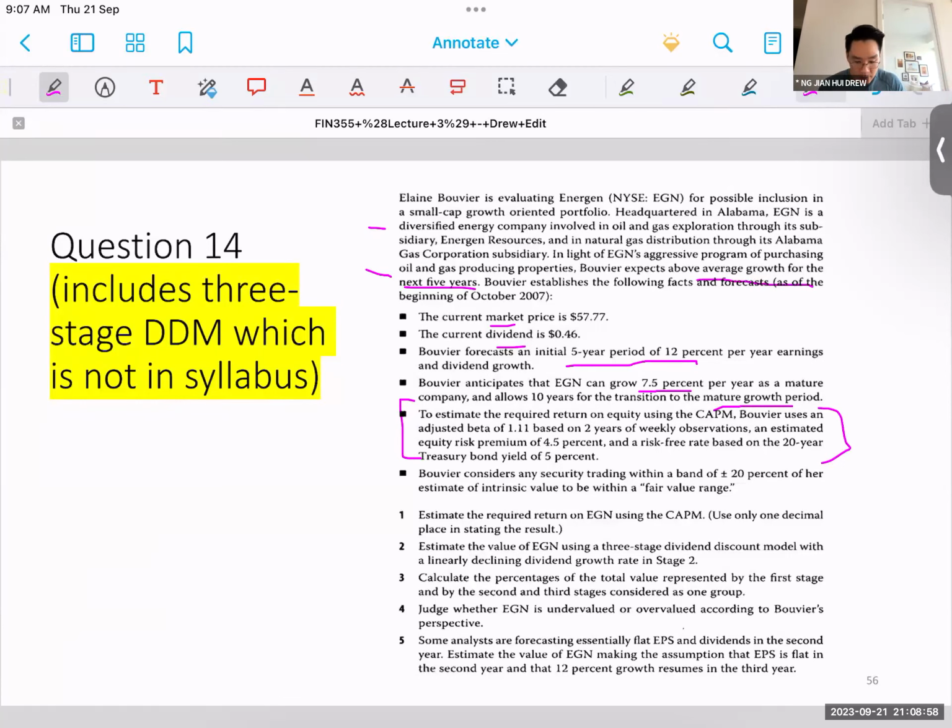And we have a security trading within a band of 20% to estimate whether it's a fair value range, right? So this is quite typical. Usually you have a band of 20%, sometimes 10%, depending on how sensitive you want it to be. All right. So before we go to the first, there are 5 parts, quite a long question.